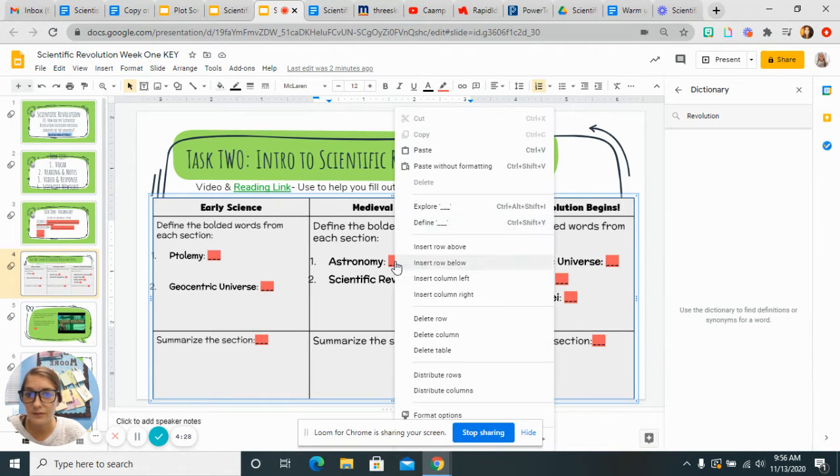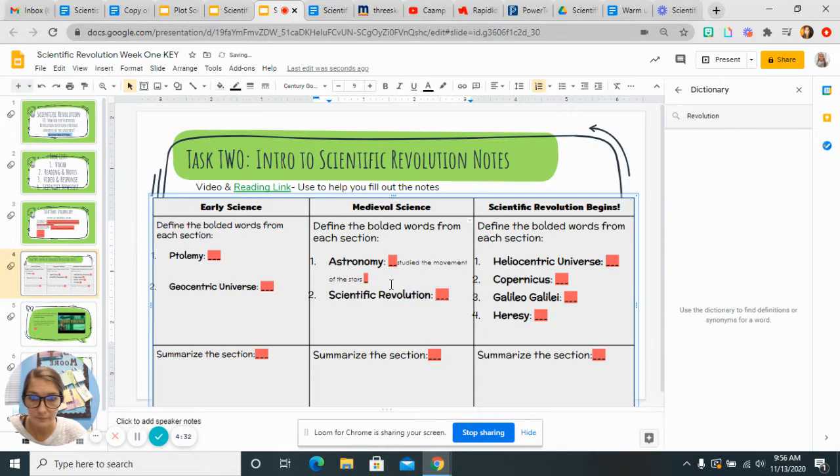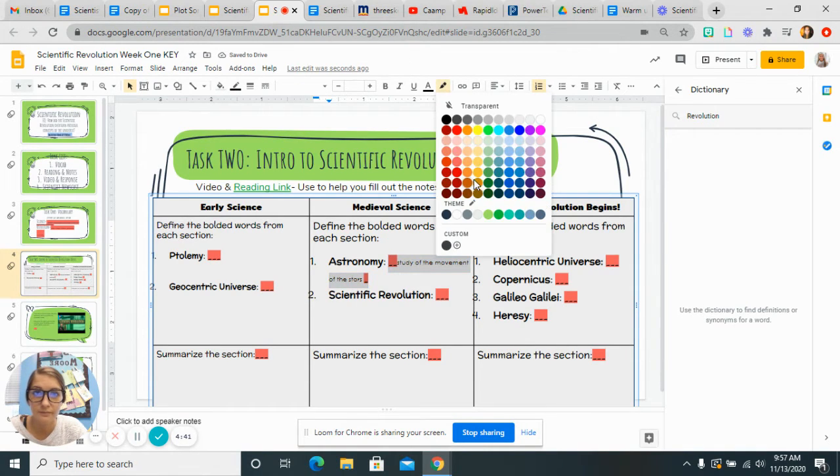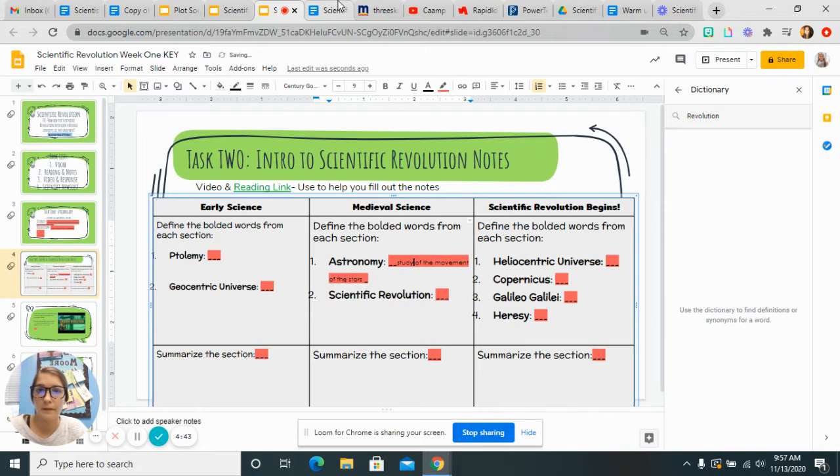Oh, that's medieval science. Study of the movement of stars. Okay.